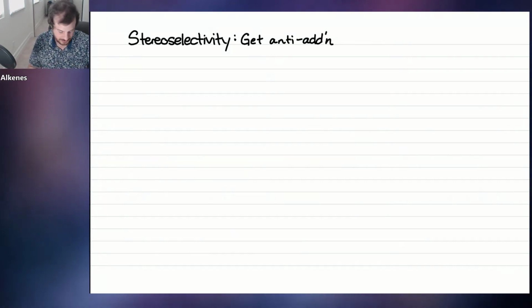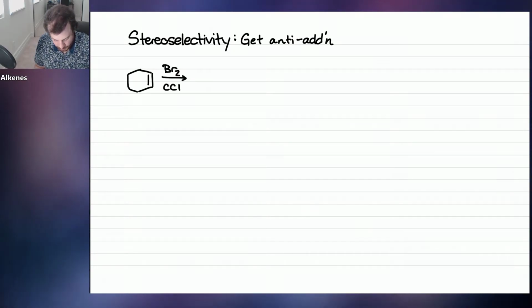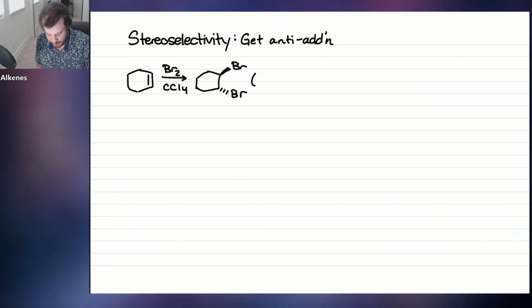Let's take a look. So if I took this alkene here, cyclohexene, and treat it with Br2 and CCl4, carbon tetrachloride is typically the solvent, we get anti-addition. So one of the bromines ends up on a wedge and the other ends up on a dash. So we call this anti or trans sometimes. But we're also going to produce the enantiomer.